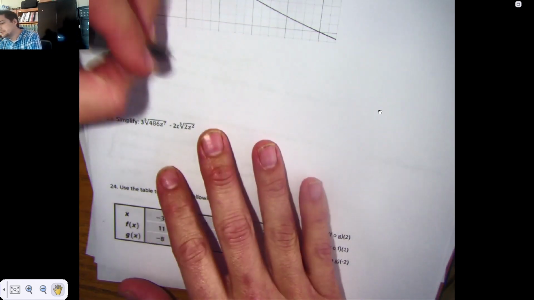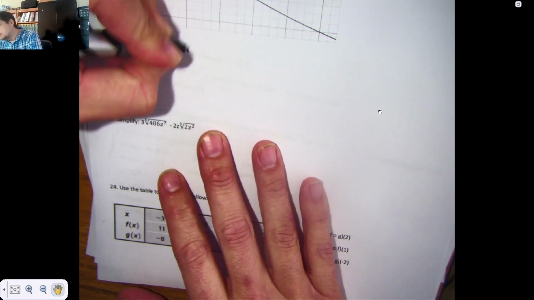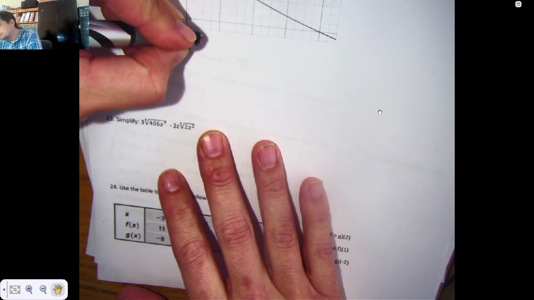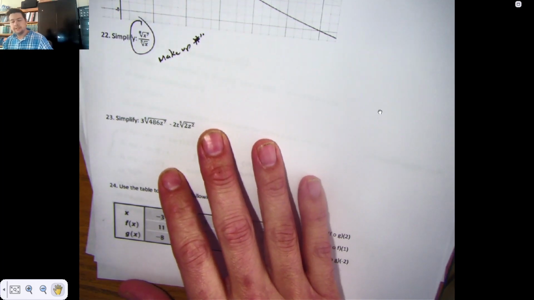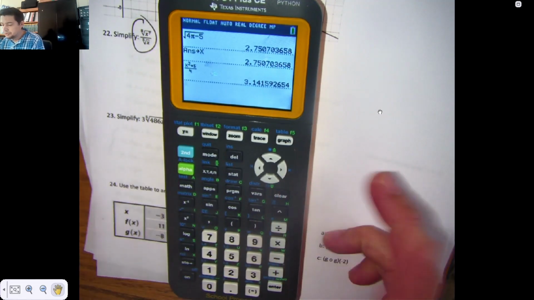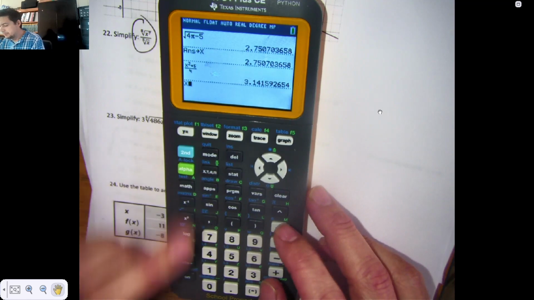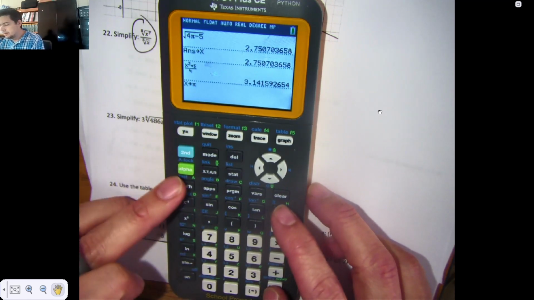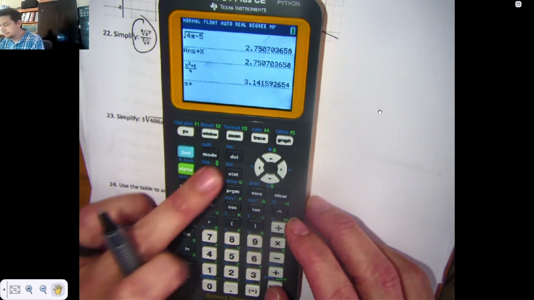22 and 23, you can do the same as you've done the other ones. You can just make up numbers. Make up numbers. This is kind of interesting. And I'll show you how to do this one. We're going to take an x, we're going to store it to pi. We'll take a pi, store it to x again.